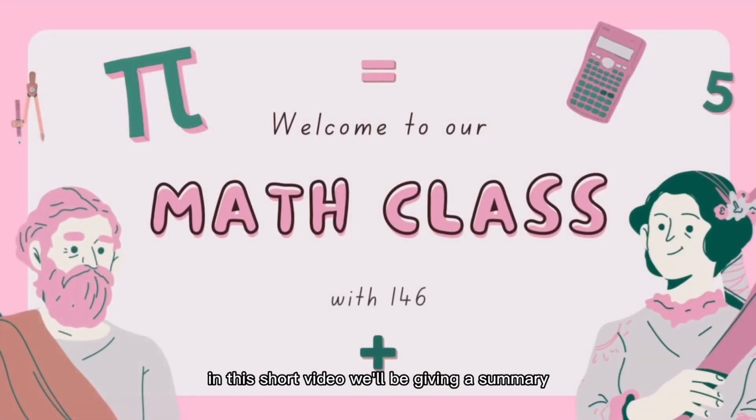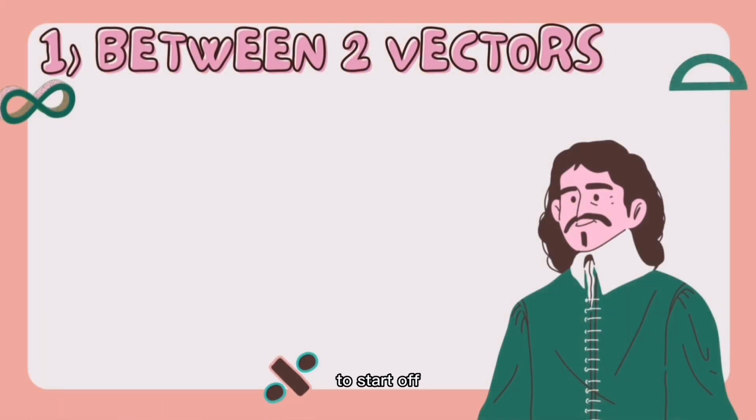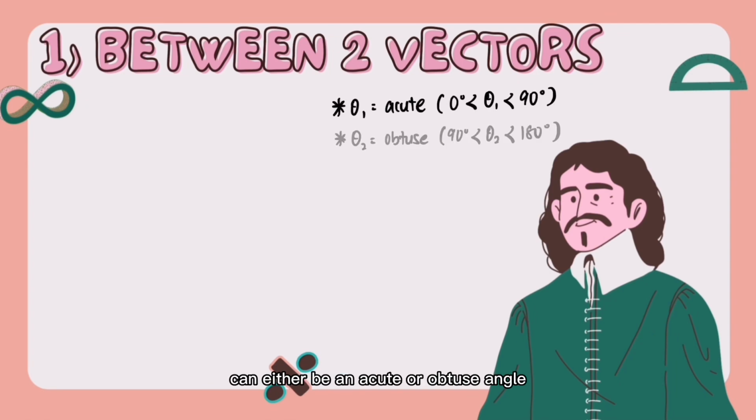Hello everyone! In this short video, we'll be giving a summary on how to answer questions on vectors, specifically find the angles. To start off, how do you find the angle between two vectors? The angle between two vectors can either be an acute or obtuse angle.